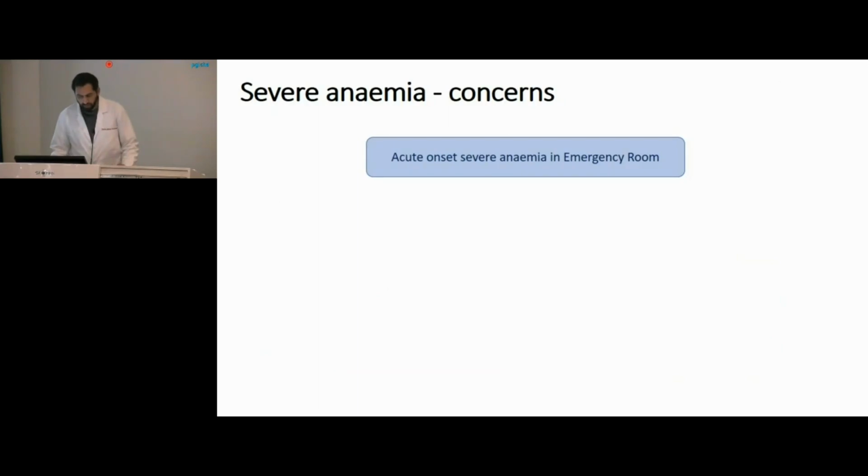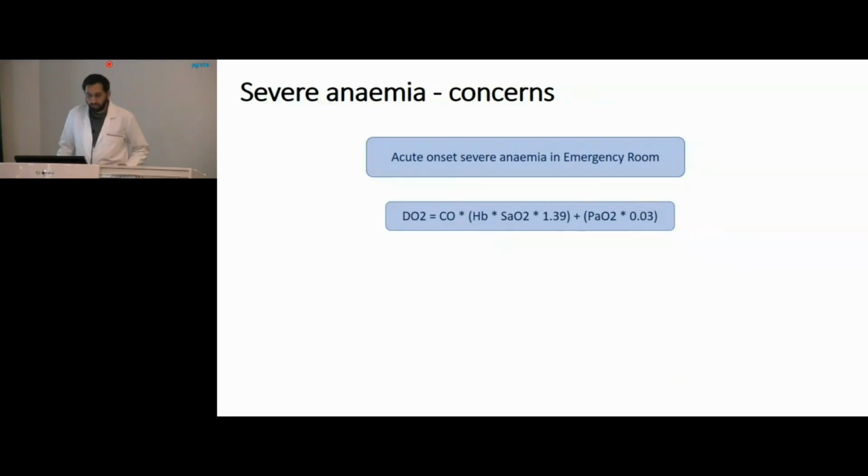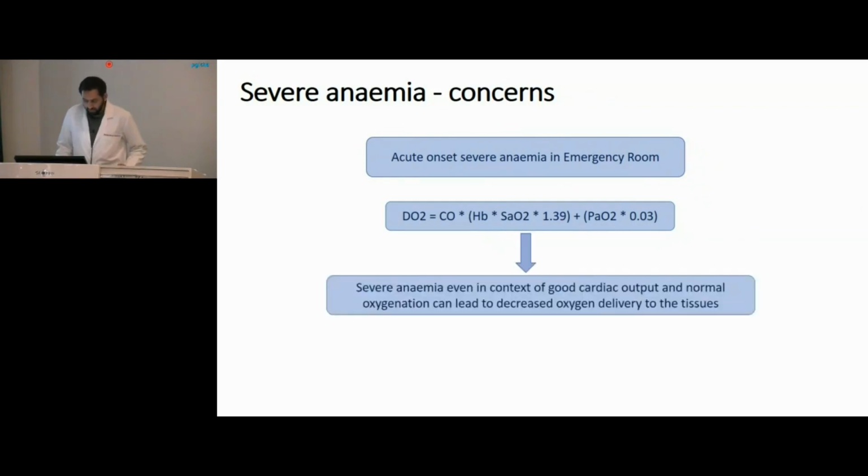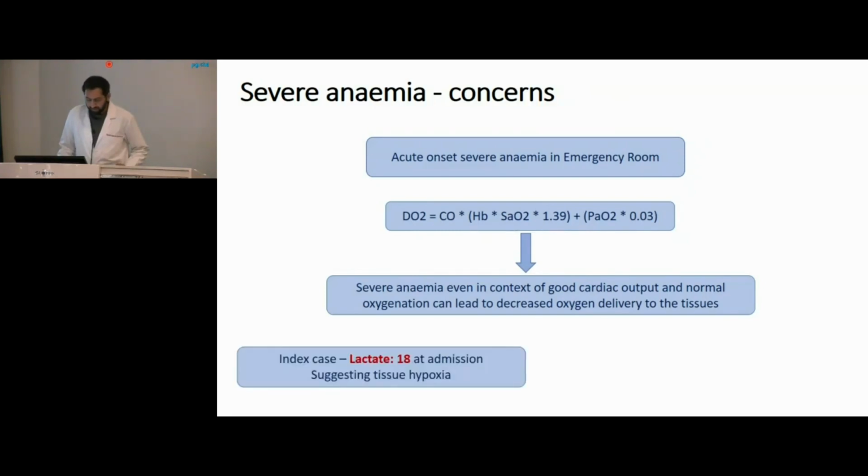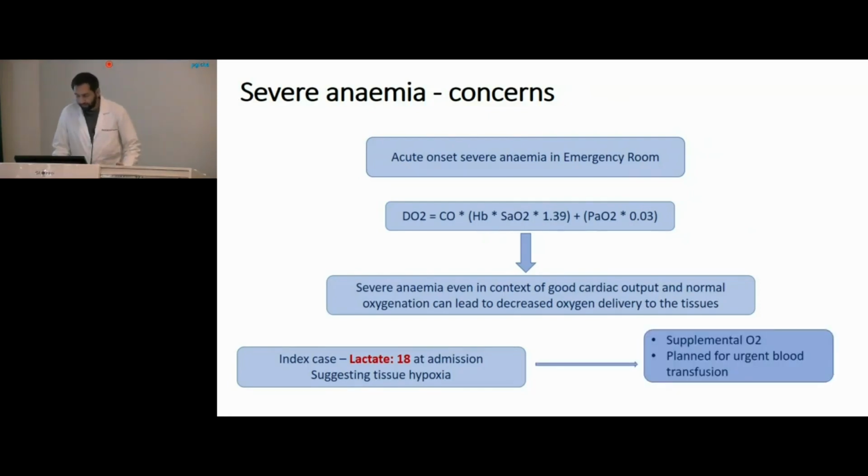So whenever a patient comes with acute onset of anemia in the emergency room, we have to understand that oxygen delivery depends upon cardiac output, hemoglobin and saturation, with a small contribution from partial pressure of oxygen. So in case of severe anemia, even in the context of good cardiac output and normal oxygenation, severe anemia can lead to decreased oxygen delivery to the tissues, which was evident in the index case by a lactate of 18 at admission, suggesting severe tissue hypoxia. For that, supplemental oxygenation was given and the child was planned for urgent blood transfusion.